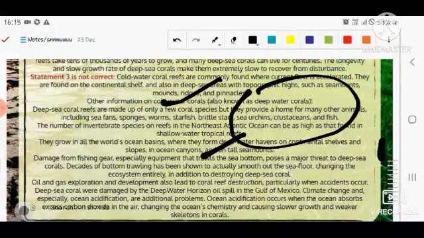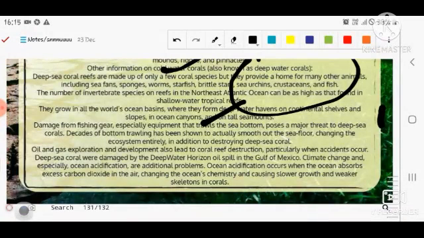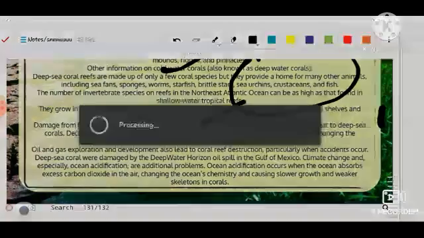So we need to make these technologies much more environment friendly, so we can preserve these ecosystems, particularly coral reefs, because they are very sensitive toward the external environment. If they are not coming into our environment, then why do we go into their environment? There is a hypocrisy you can apply there. Damage from fishing gear, specifically equipment that trawls the sea bottom, poses a major threat to deep sea coral. Decades of bottom trawling has been shown to actually smooth the sea floor. That is the whole thing you can see here.